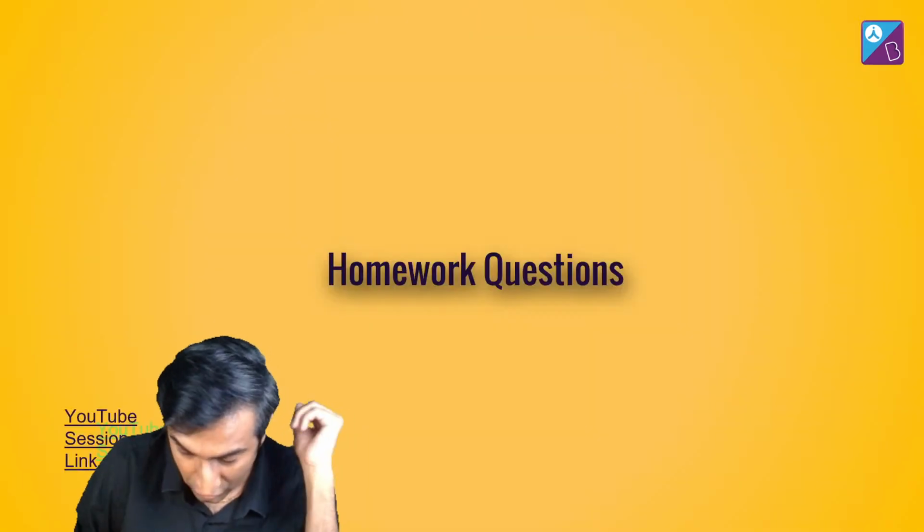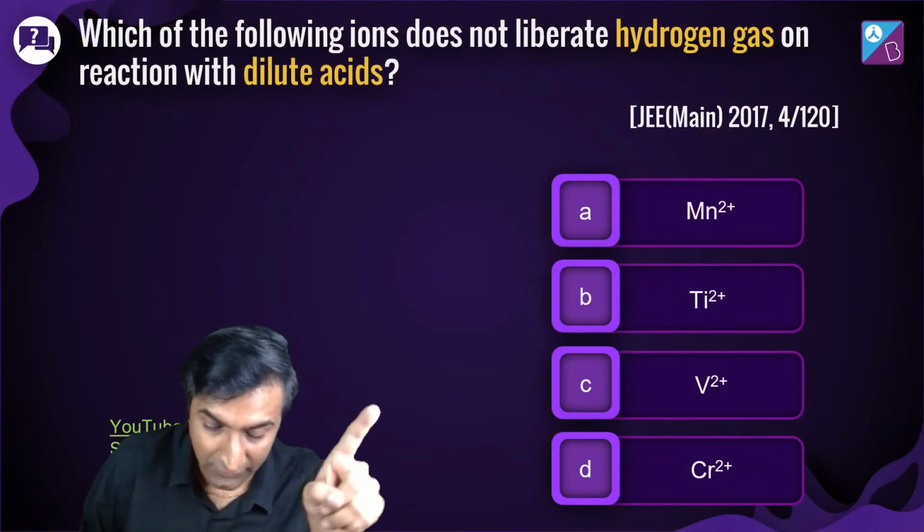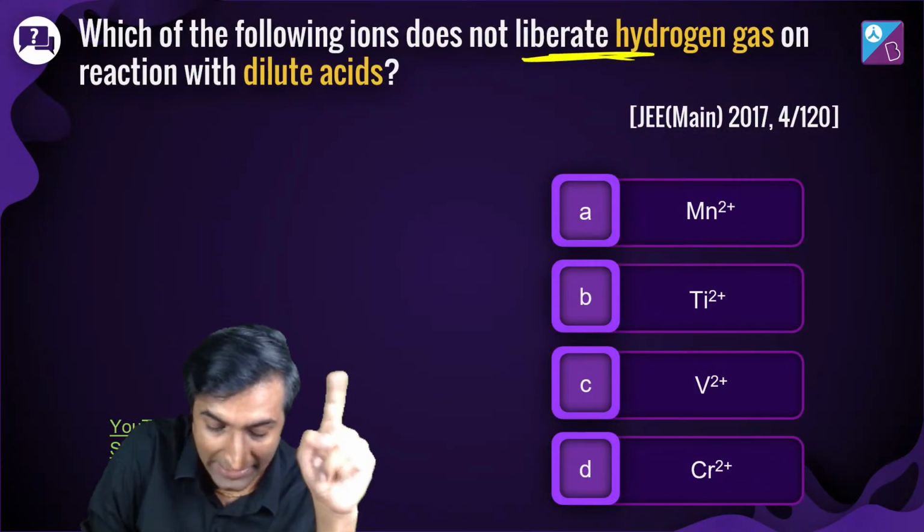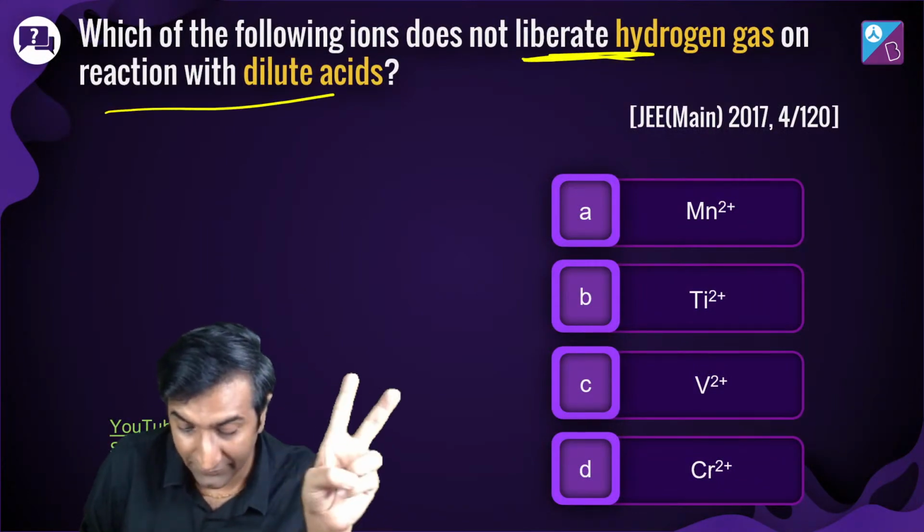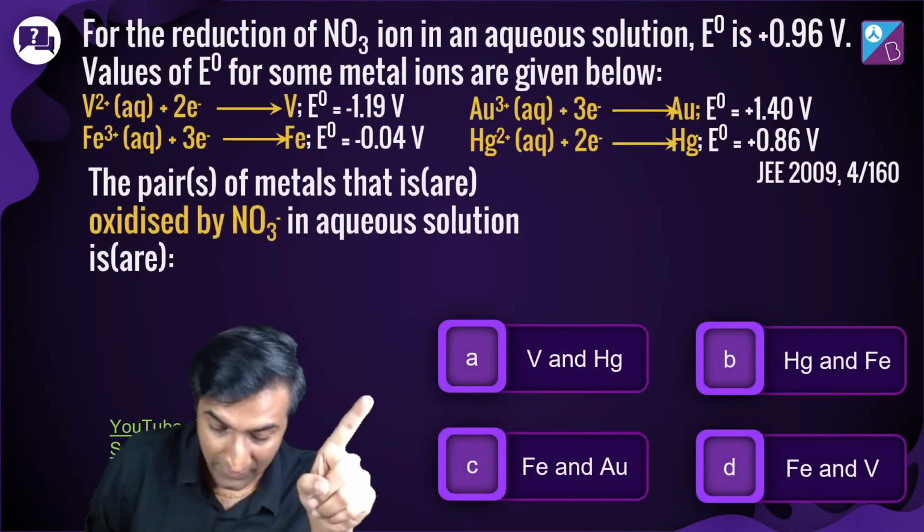Couple of questions for you. Homework questions. Here's the first one. Which of the following ions does not liberate hydrogen gas on reaction of dilute acids? That's the first one. Okay. And this is the next one.